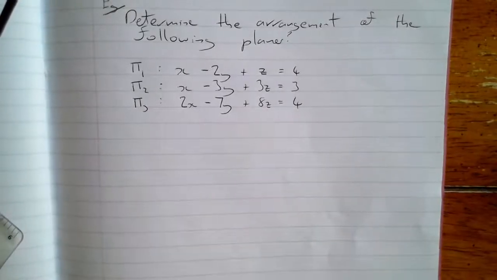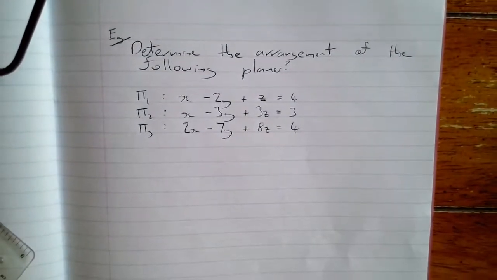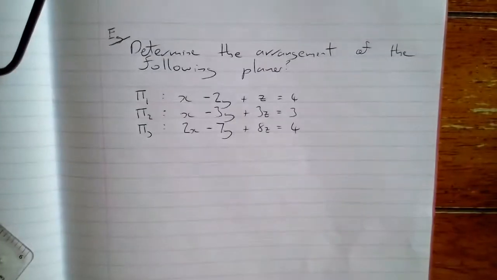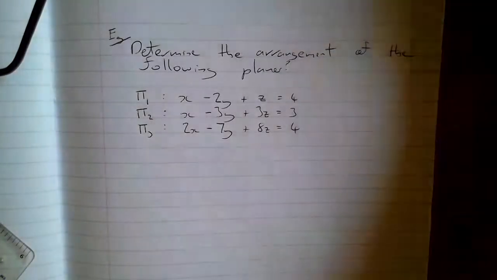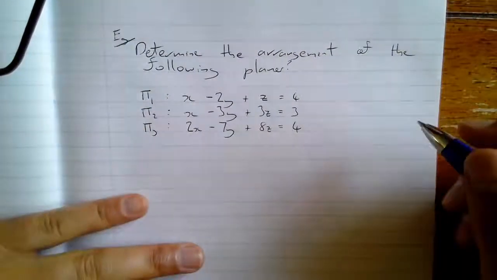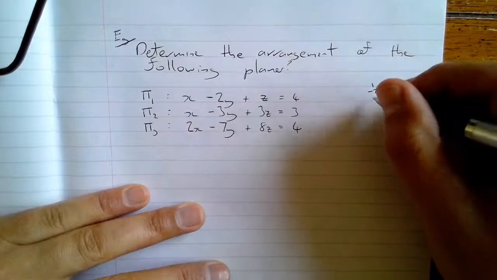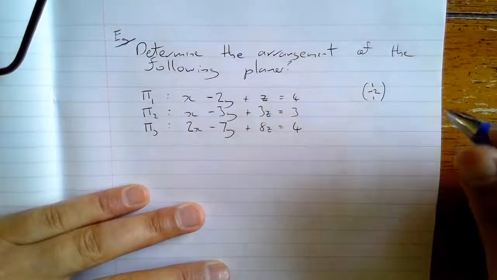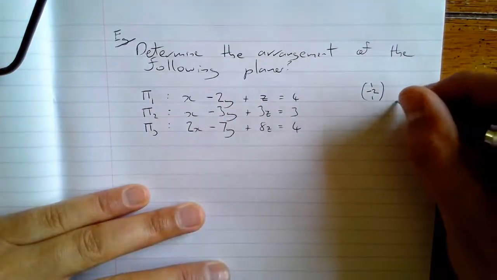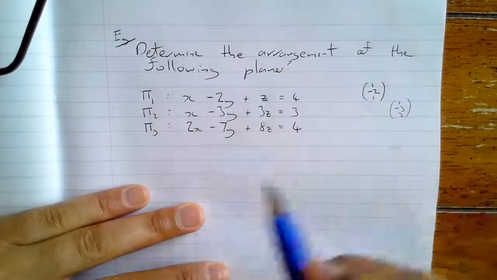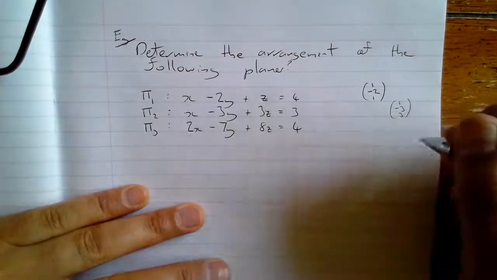Okay, so let's have a go at this question here. Determine the arrangement of the following planes. Like I said, have a quick check for normal vectors. I'm just going to write the normal vectors next to them. 1, minus 2, 1. 1, minus 3, 3. And 2, minus 7, 8.